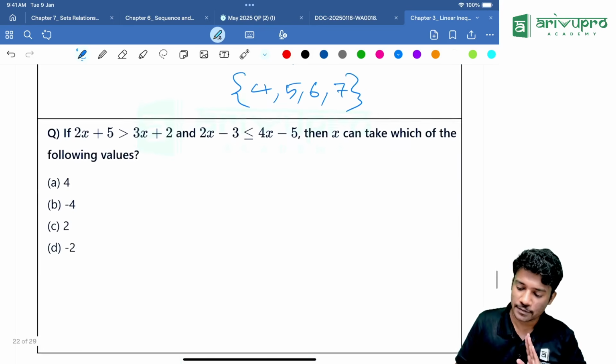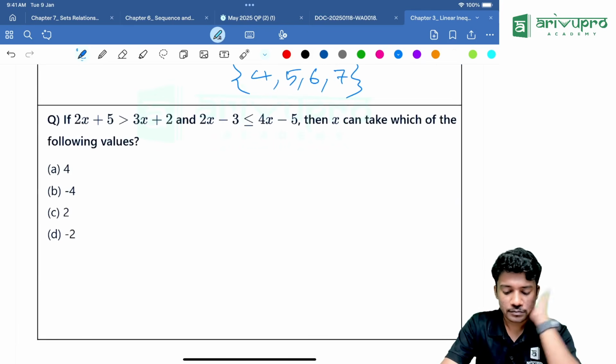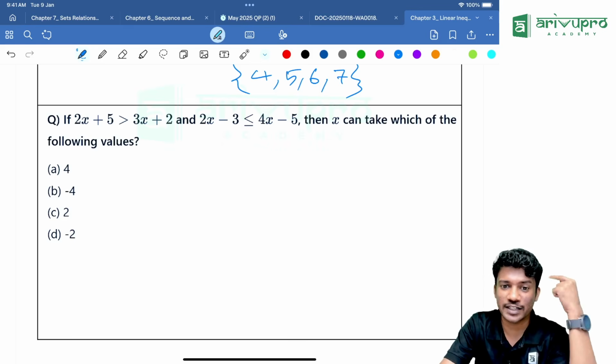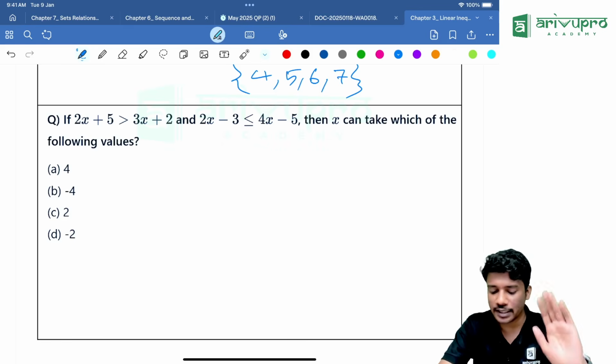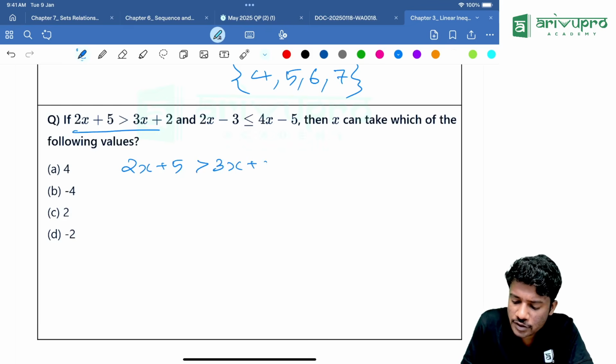Next question. Solve both the inequalities and get the common value of x. That's all. That's your answer, like we did with linear normal equations. Try that. So 2x plus 5 greater than 3x plus 2.